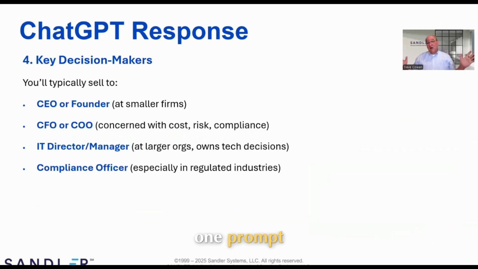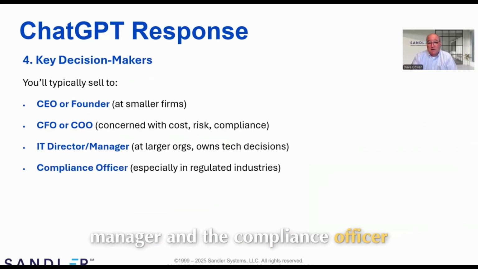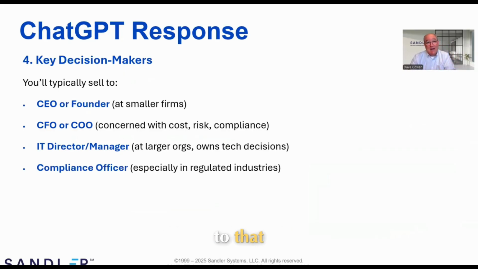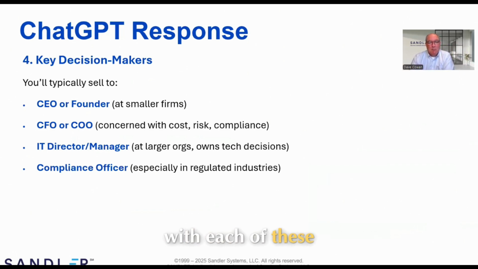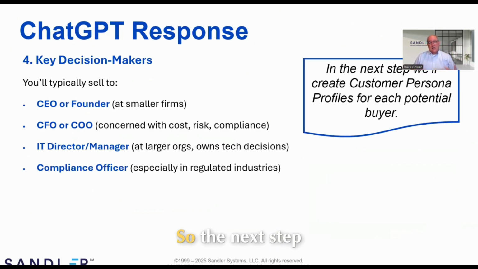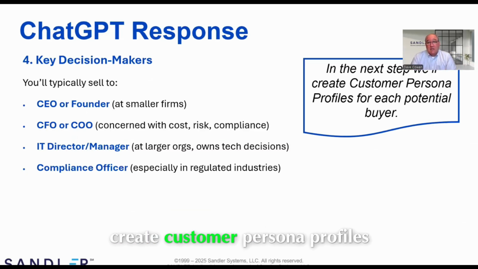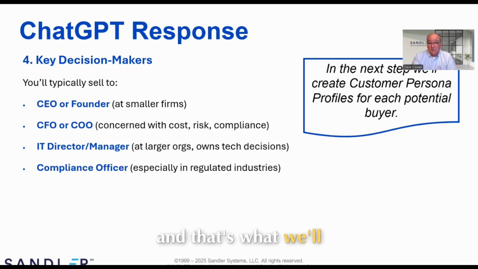So again, one prompt within 30 seconds, I've now also narrowed down my key decision makers, right? So you typically sell to the CEO or founder, the CFO or COO, the IT director or manager, and the compliance officer. Fabulous. This is now getting to that. I'm going to go in and have one-on-one conversations with each of these buyer personae, right? So the next step, iterating on ChatGPT, is to create customer persona profiles for each potential buyer. And that's what we'll do next.